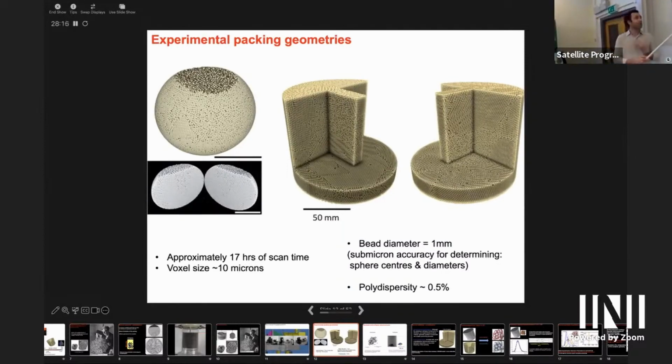spatial resolution you get is really good, in the sense that you can determine the contacts and also the diameters of each bead with extremely high accuracy. So the beads are roughly around 1 millimeter in diameter, and you have the voxel size of about 10 microns, meaning each bead can be represented by about 100 microns. Am I correct, or 1,000?